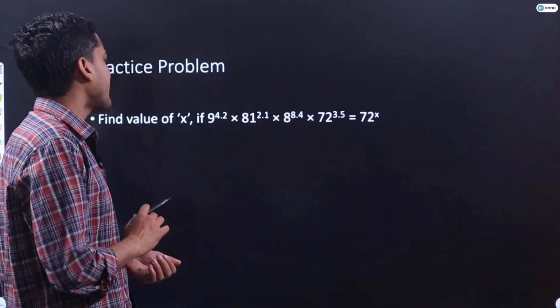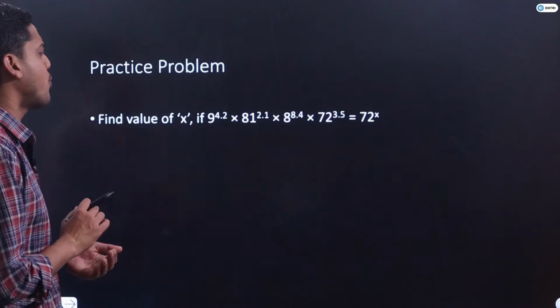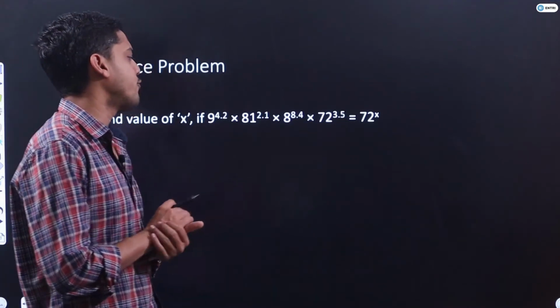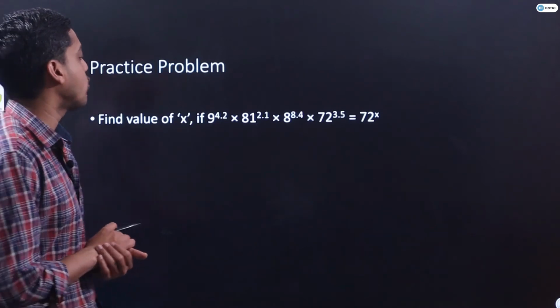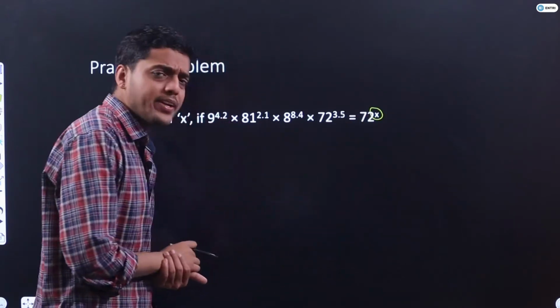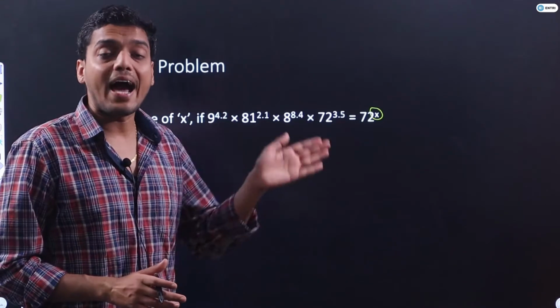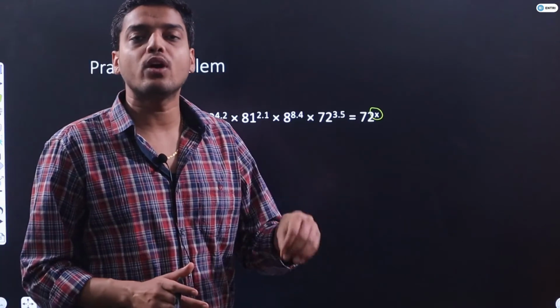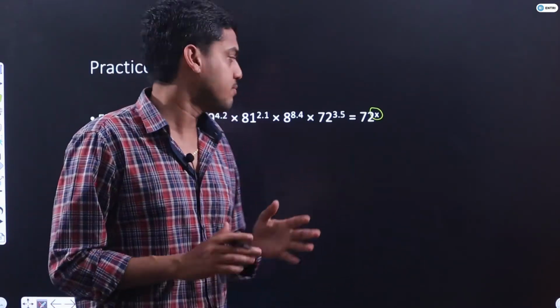Now guys, let's try this question. 9 is to the power 4.2, 81 is to the power 2.1, 8 is to the power 8.4 into 72 is to the power 3.5, and you have to find out the value of x only. So this kind of question you can anticipate in 1 mark, or you can highly anticipate it in your campus recruitment exam or your state PSU's exam.